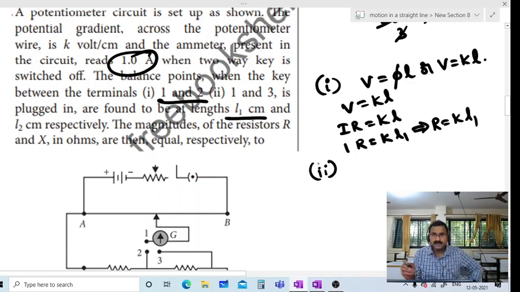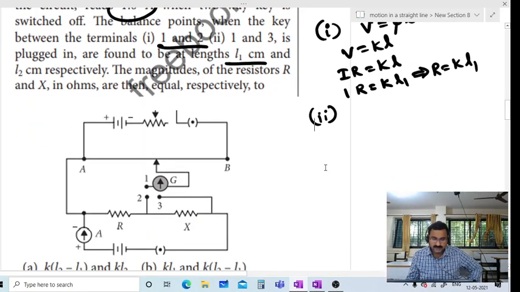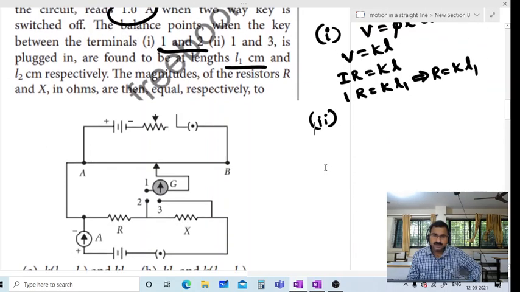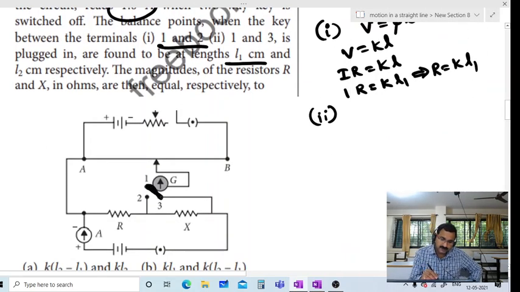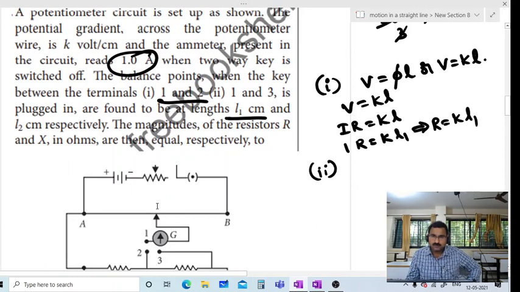Coming to the second case. 1 and 3 closed there, nothing but both R and X are there in the circuit now. Second case, both R and X are there. When you close that one, I showed you already, 1 and 3 closed means like this. So now R will be there as well as X also there. Both are there now in the circuit. Previous one only R, now both are there.